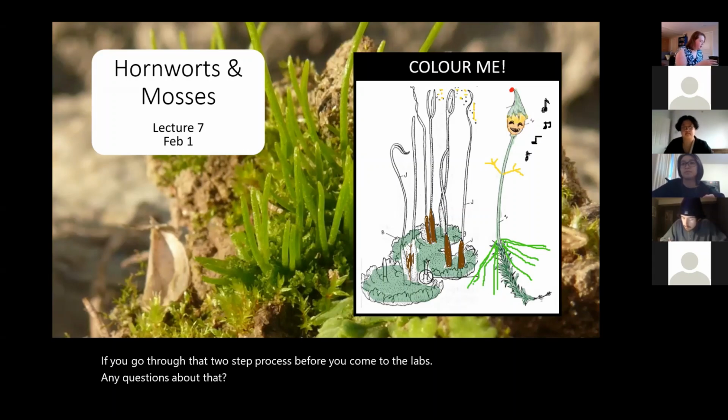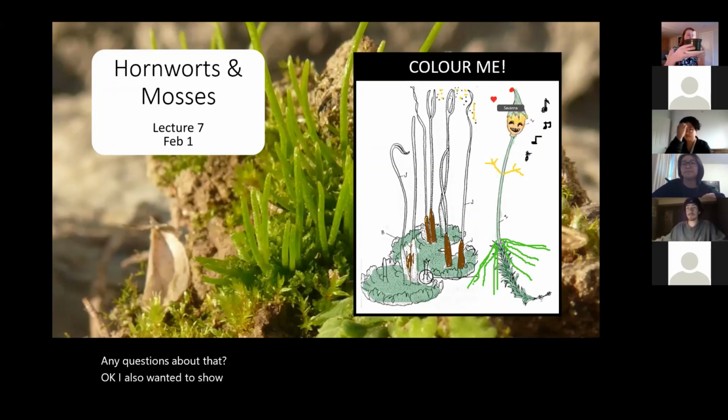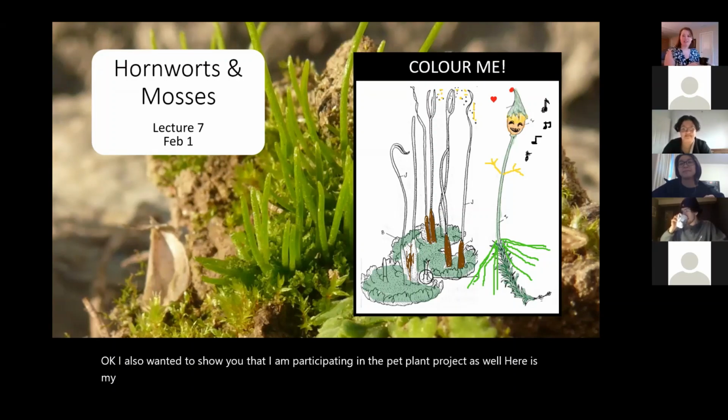Okay, I also wanted to show you that I am participating in the pet plant project as well. Here's my plant. I'm growing radishes, so I'll keep you guys informed on how it's going.